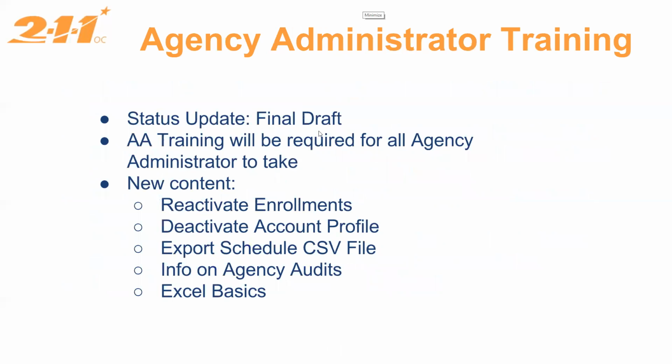Okay, agency and administrative training. So again, the status update is in final draft. We're just doing some final cleaning, and then it should be ready. AA training will be required for all agency administrators to take. What this means is that for those who already took the training, you will have to retake it, because we made some changes to include new content, such as reactivating enrollments, deactivating account profiles, export schedules, and CSV files. We've also added info on agency audits and included Excel basics.